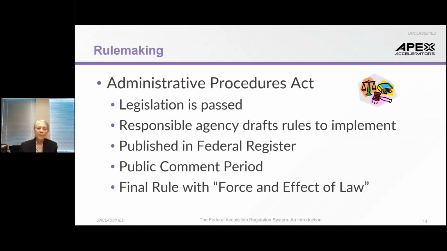There is a law called the Administrative Procedures Act. So once legislation is passed, Congress includes in that a responsibility for an agency to draft rules to implement that law. So the agency writes what we call a proposed rule, and they publish it in the Federal Register. They allow a public comment period, which is usually about 60 days. They review those comments, and usually publish a final rule shortly thereafter, and that rule will have the force and effect of law.